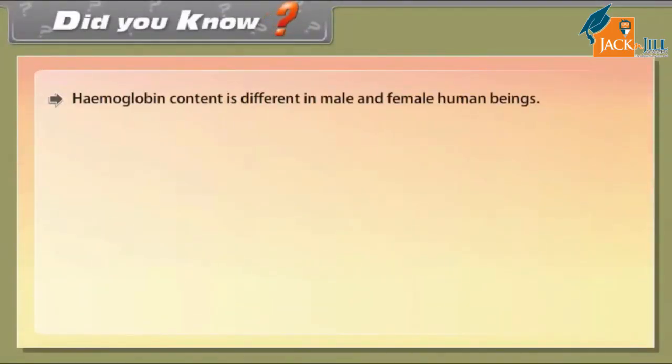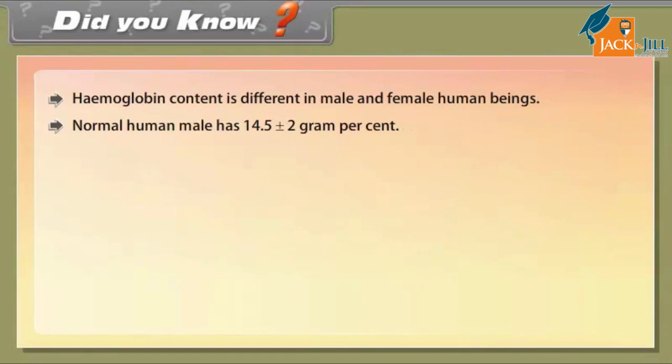Did you know? Hemoglobin content is different in male and female human beings. Normal human male has 14.5 plus or minus 2 gram%. Normal human female has 12 plus or minus 2 gram%.